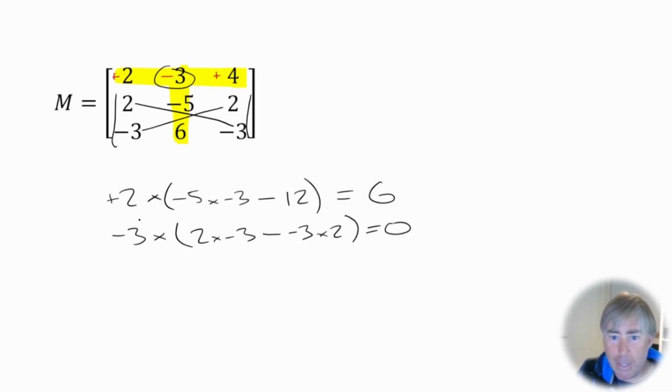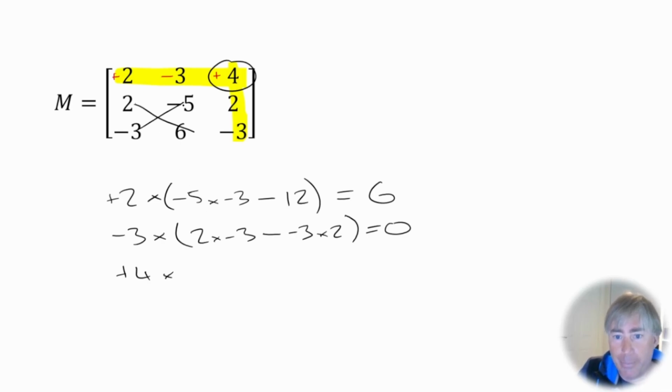Okay, and then finally I'm going to move on to my next column, so I'm going to get rid of what I've highlighted here. Okay, and I'm going to do my third column, circling the positive 4, so that's +4, multiplied by, and here's my final minor matrix. So I'm going to do -3 times negative.